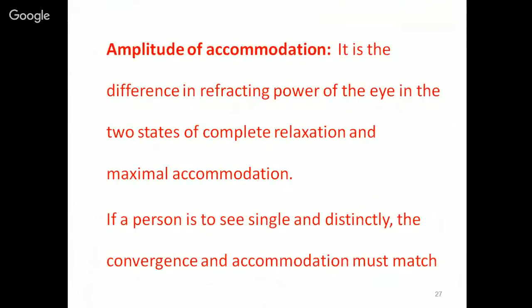Now we talk about, I mentioned that there is a variable accommodation between relaxation and full contraction. So there is an amplitude of accommodation, which we define as the difference in refracting power of the eye in the two states of complete relaxation and maximal accommodation. For a person to see single and distinct, the convergence and accommodation must match.